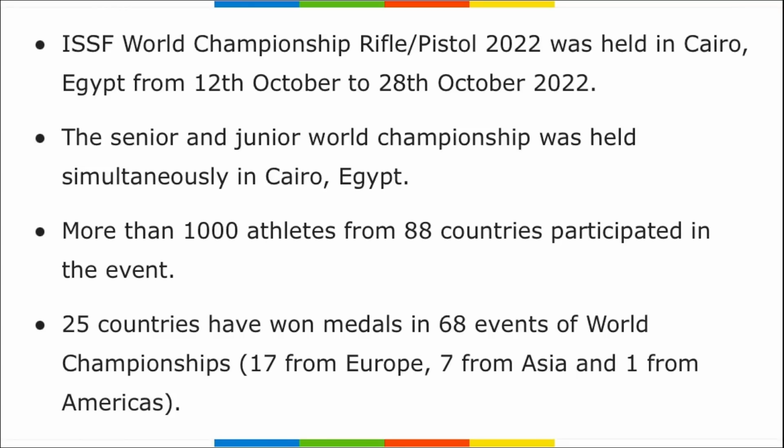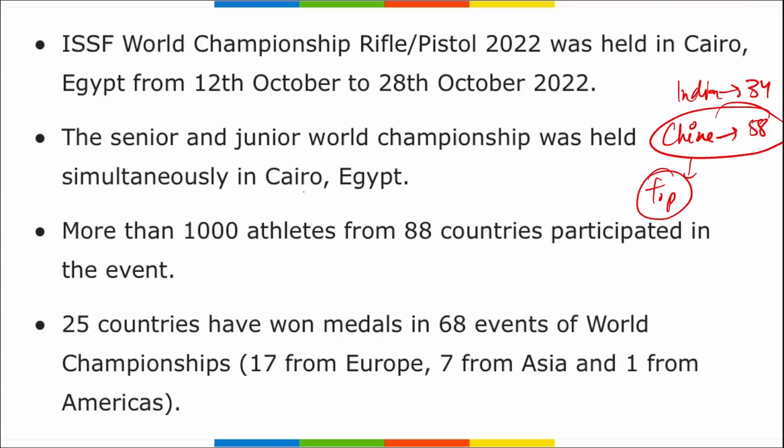So remember one more thing, India has won a total of how many medals? 34. But if we talk about China, China has won a total of 58 medals, and China is the country on the top position in this world championship that was held in Cairo, Egypt. Apart from this, remember that from China's 58 medals, 27 were gold, 16 were silver, and 15 were bronze.